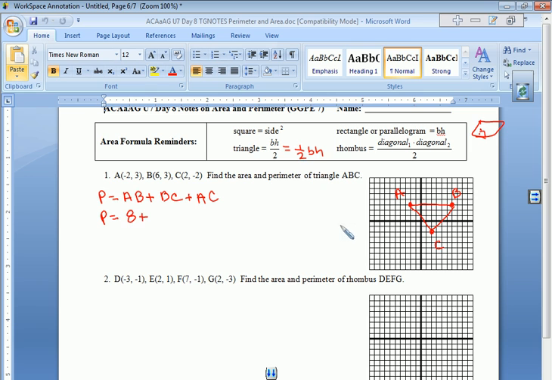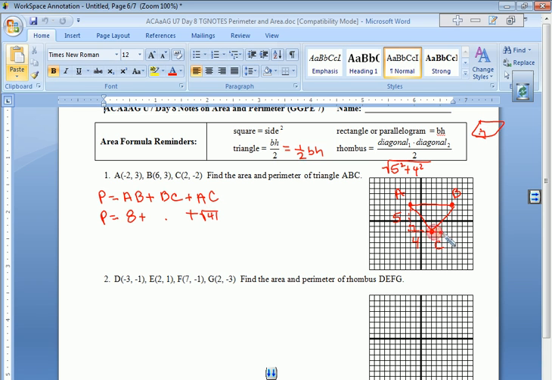Now, for BC and AC, these are diagonal lines. And when they're not horizontal or vertical, we're going to have to use the distance formula. But since we have it on graph paper already, you can count, you can triangulate it and count it this way. So, what is this distance? 5. What is this distance? 4. So this would be the square root of 5 squared plus 4 squared. What is 25 plus 16? 41. Good. So AC has a length of the square root of 41.